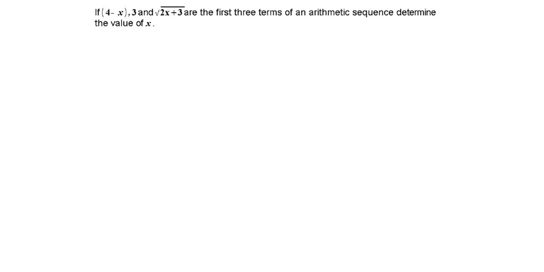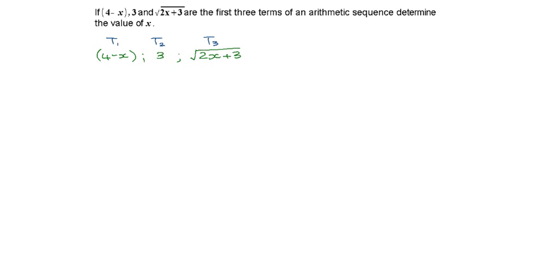Okay, so looking at this problem, I suppose we should first sort out what we have here. Let's indicate what is term 1, term 2, term 3. I'm going to grab a green pen. So term 1 is 4 minus x. Term 2 is 3, and term 3 is the square root of 2x plus 3. Fantastic. Let's just indicate T1, T2, and T3. All right, nice and simple.